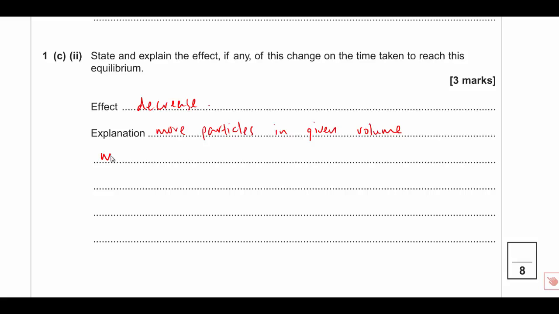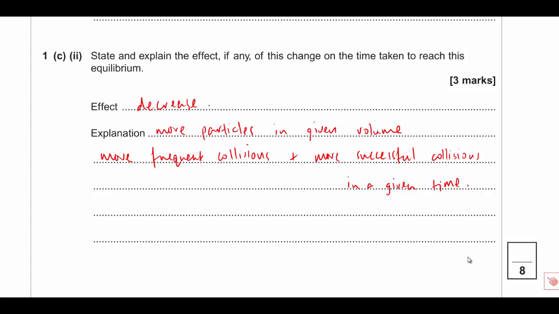I would say there are more frequent collisions and more successful collisions in a given time. So the idea here is that there are more particles in the given volume, not just more particles in that specific volume. The concentration is increased, the frequency of the collisions is increased, and that leads us to more frequent successful collisions as well.